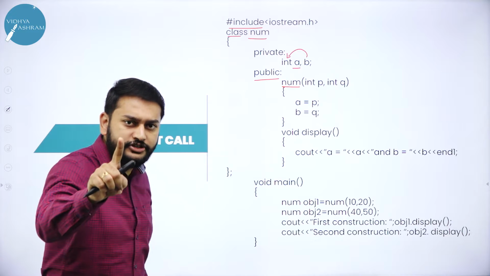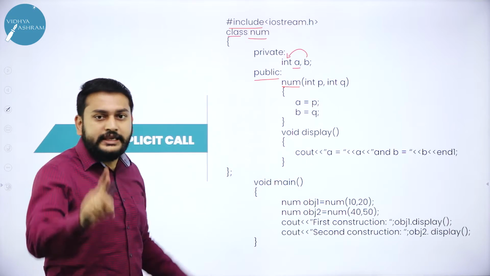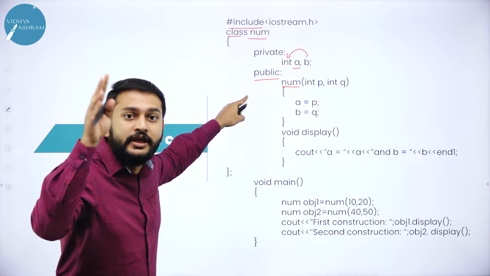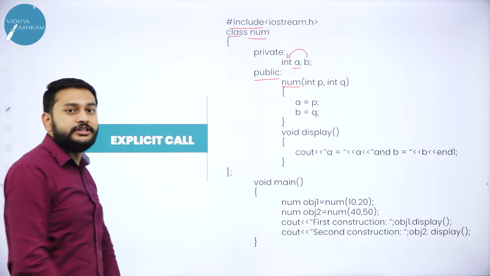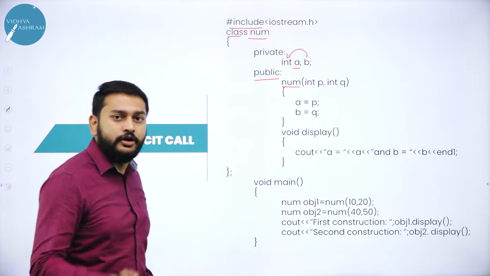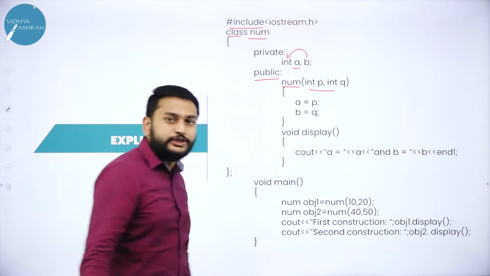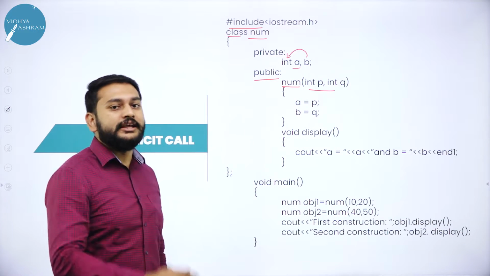Is that only one condition that you have to check? No. So is it under the public? Yes. Does it have the return type? No. So then I should consider it as a constructor. So fine. What type of constructor is this, sir? You should tell me now. My dear students, do I have parameters here? Yes. So then it is a parameterized constructor.